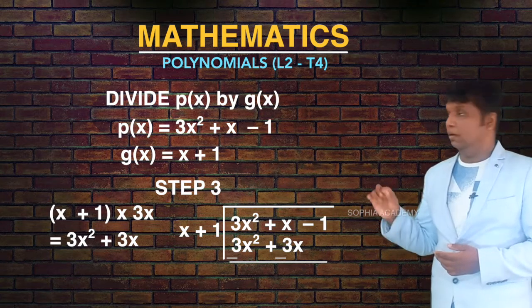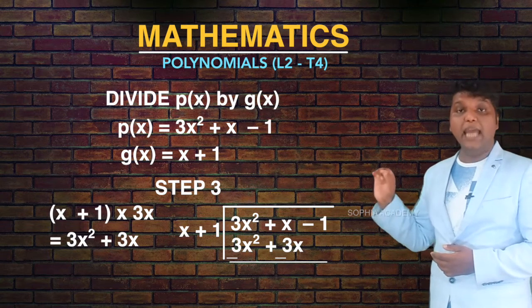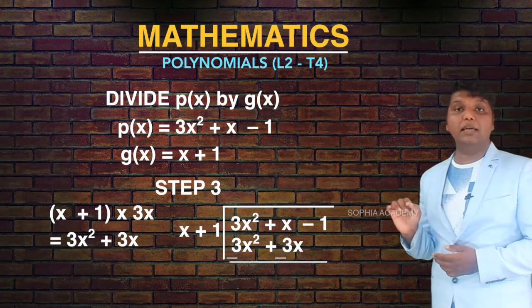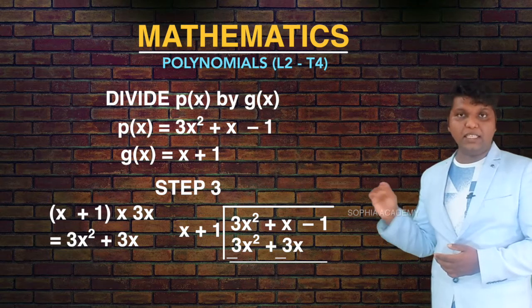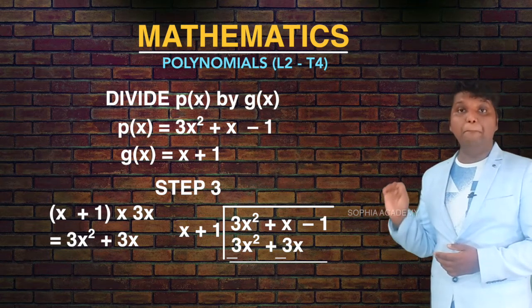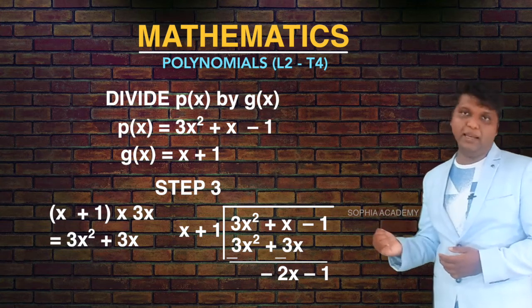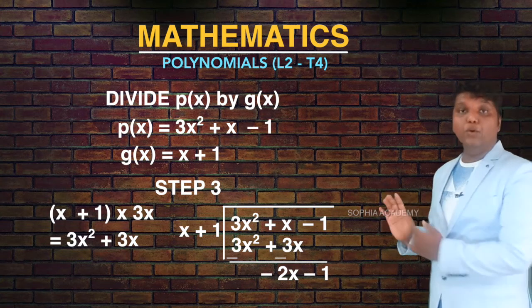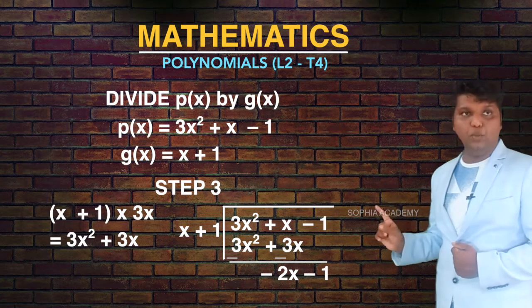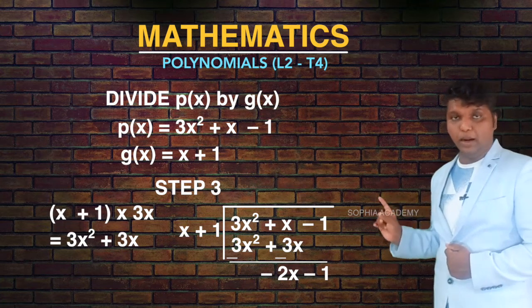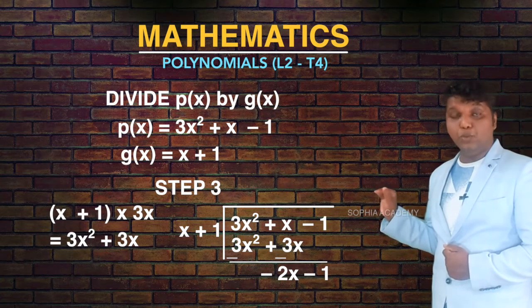What's the next term? X and 3x. X minus 3x. What is x minus 3x? X means 1x. 1x minus 3x. It is minus 2x. So you will write minus 2x. Next number you will bring it down. It is minus 1. Okay. Now here you got minus 2x minus 1. And this one, minus 2x minus 1.